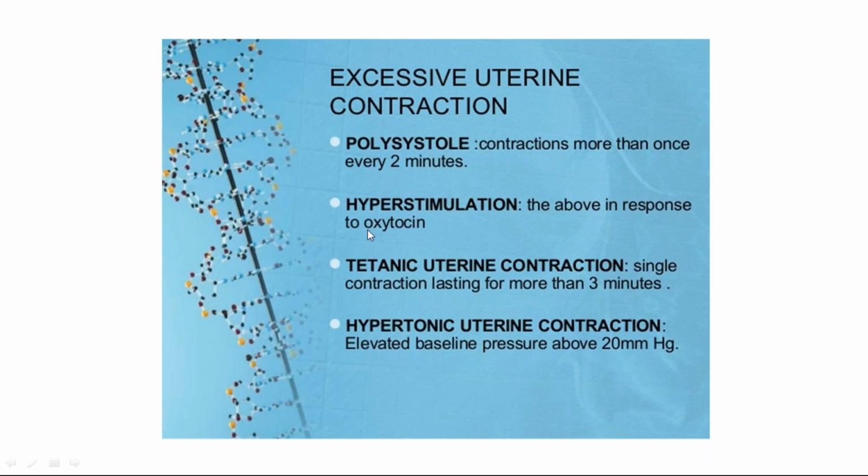Right? So these are the terminologies that are given for excessive uterine contractions: polysystole, hyperstimulation, tetanic uterine contractions, hypertonic uterine contraction. They may or may not be associated with fetal heart abnormalities, depending upon the fetal reserve, how much the fetus can withstand the hypoxia. Depending on that, the fetal heart abnormalities may be present or may not be present.